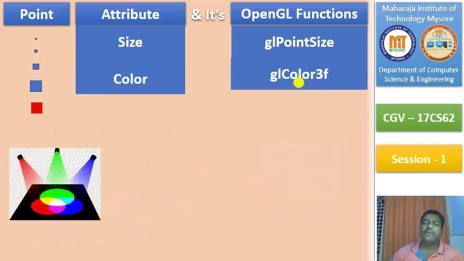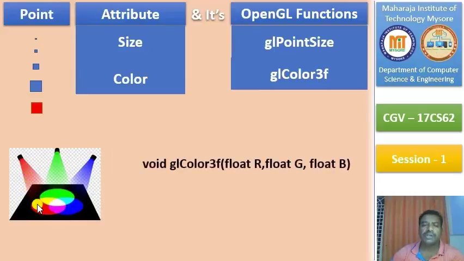Now we are going to have glColor3f, which makes use of the RGB color model. It's going to make use of the RGB color model, which is a mixture of the intensities of R, G and B.